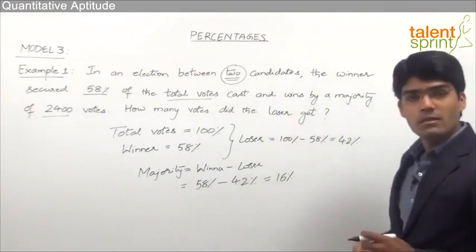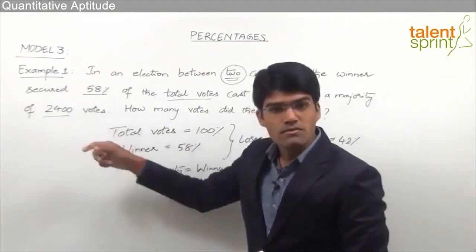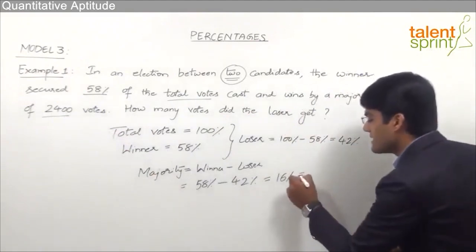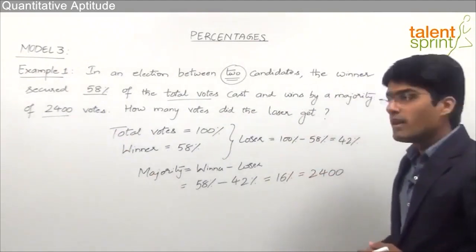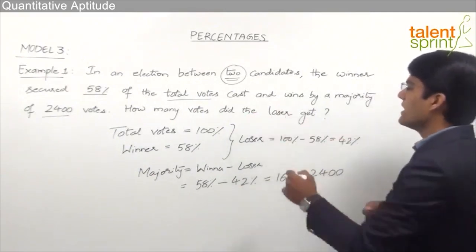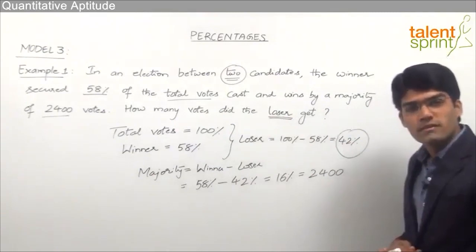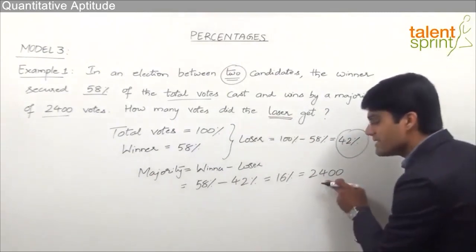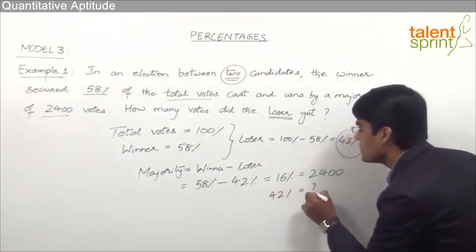So very clearly the majority here, 58% minus 42%, is equal to 16%. And as given in the question, this 16% is equivalent to 2,400. So we can say that 16% is as good as 2,400 votes. And we are supposed to find out how many votes did the loser get. We very well know that loser has obtained 42% of the votes. So if 16% is equivalent to 2,400, 42% will be equivalent to what?